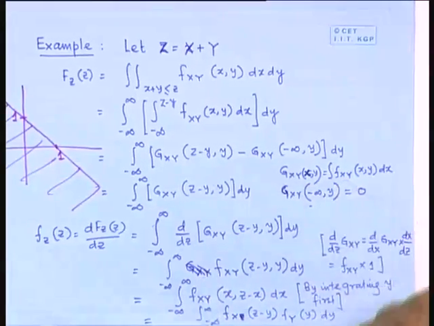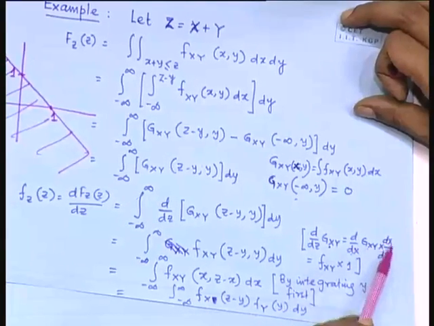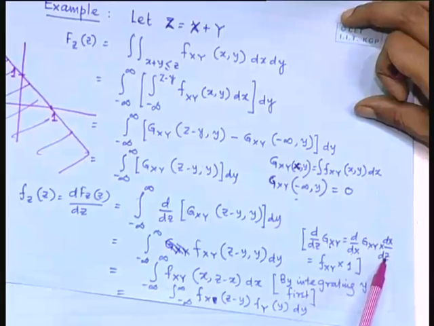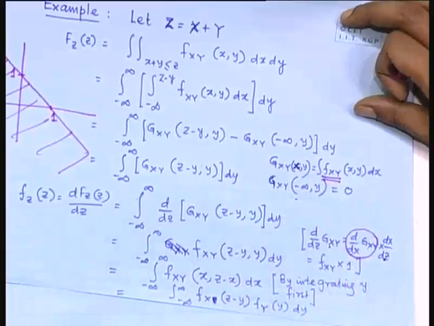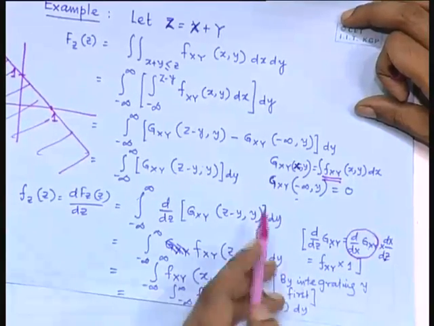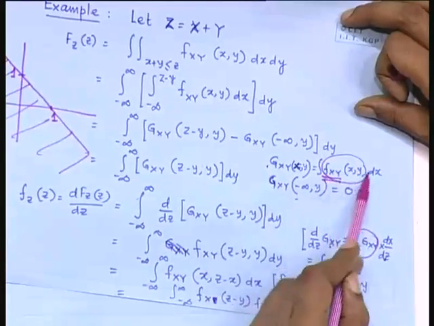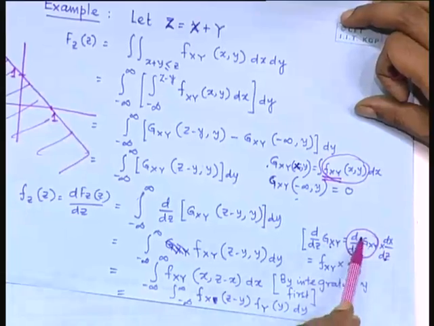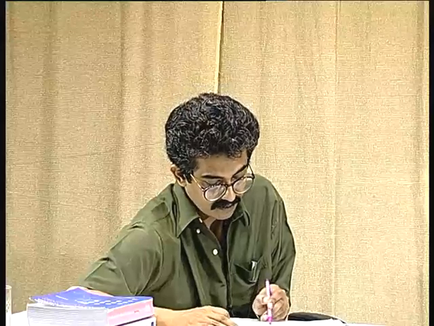So what is going to happen? d/dz of g(x,y) is equal to d/dx of g(x,y) into dx/dz. Now d/dx of g(x,y) is what? Nothing but f(x,y), because g(x,y) is the indefinite integral of f(x,y) with respect to x. So if you differentiate this with respect to x, you will get back this. So this part becomes this, and what is x? X is z minus y. So d of (z minus y)/dz is 1. So you get only this term if you get the density function.